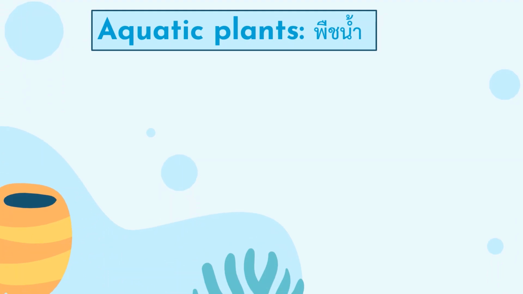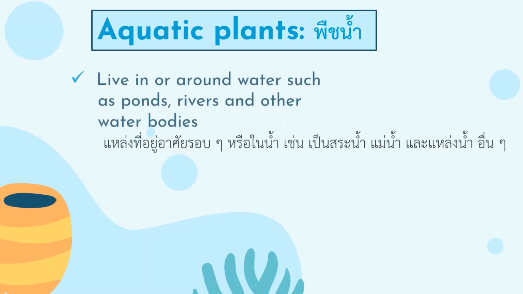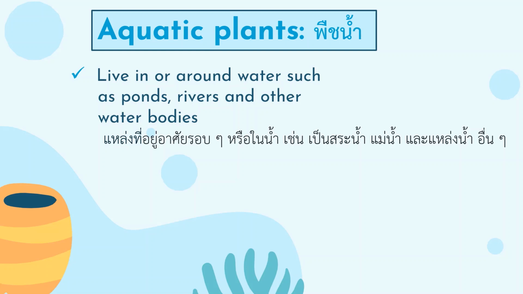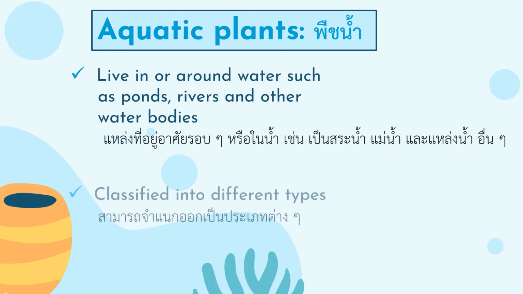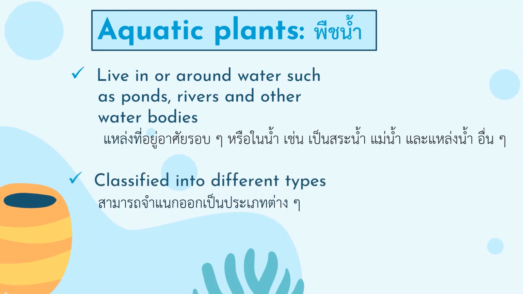Hello students! Again, this is Teacher Joanne speaking. Let's discuss more about aquatic plants. Aquatic plants live in or around water such as ponds, rivers, and other water bodies. Aquatic plants are classified into different types. Let's discuss them one by one.